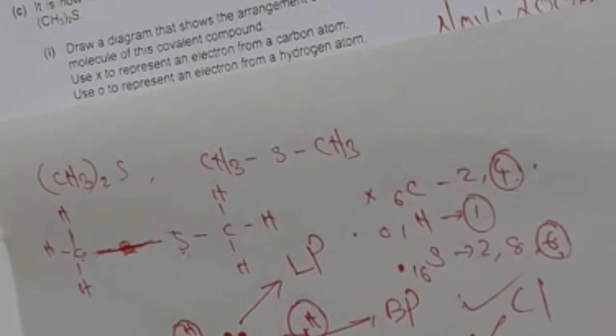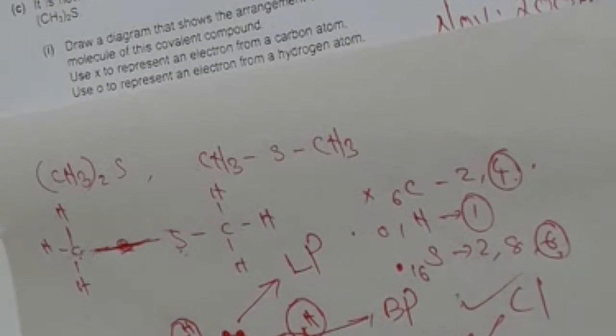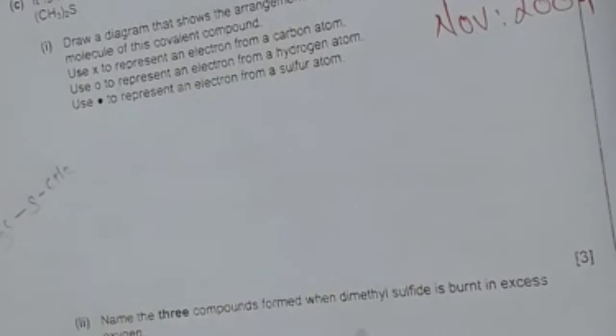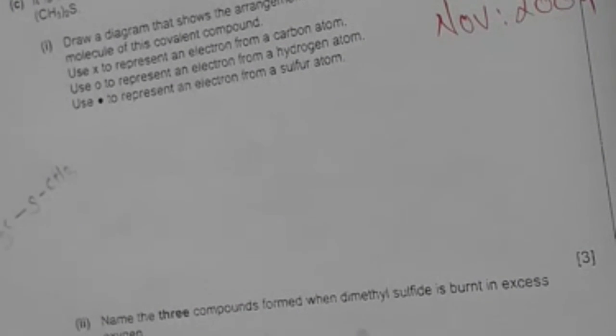There is CH3, which means it is a hydrocarbon. A hydrocarbon after burning forms carbon dioxide and water. Also there is sulfur, and a sulfur compound after burning forms sulfur dioxide. So these are the three different compounds formed: carbon dioxide, water, sulfur dioxide, CO2, H2O, SO2, after burning dimethyl sulfide.